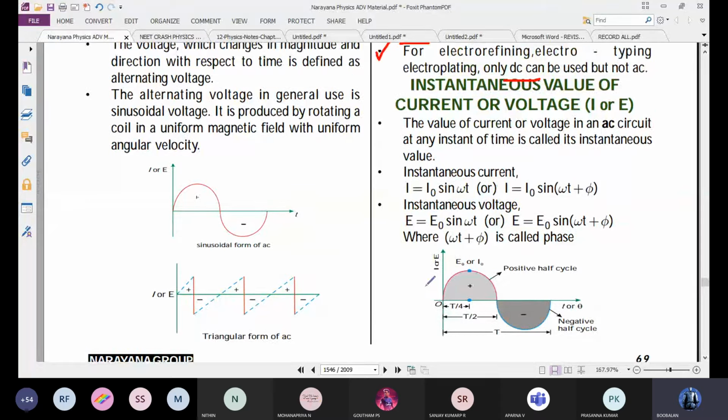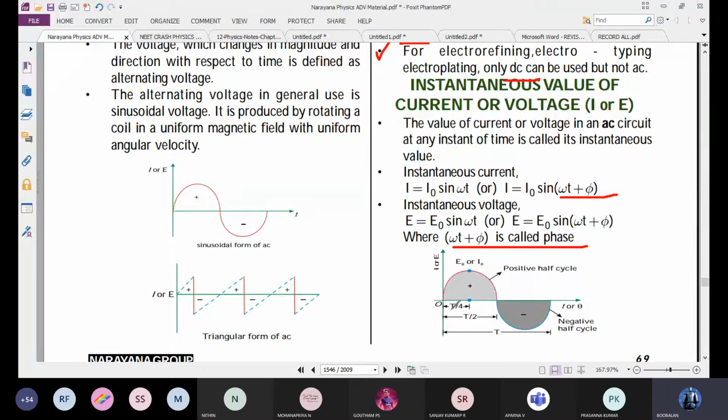Okay. So next one, the instantaneous value of current or voltage. The instantaneous value is I equal to I naught sin omega t, and we can write it like this also, I equal to I naught sin (omega t plus phi). So phi is the phase value. Omega t plus phi is called the phase. And for voltage also, E equal to E naught sin (omega t plus phi). So this is the maximum value, peak value, E naught and I naught.